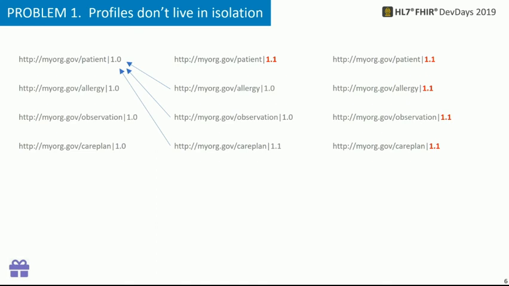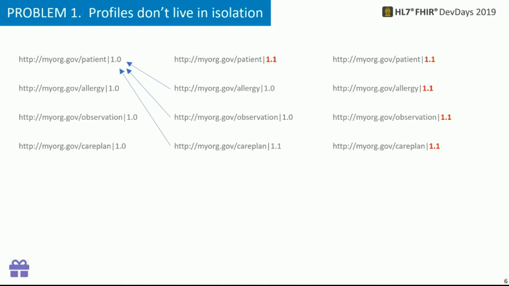Now imagine that you update one profile, the patient profile, to a new version. And I marked it in red as 1.1. What you will see is if all the other profiles are very specific about the profile they reference, then you start to get a mismatch, because the allergy, the observation, the care plan, they all still point to patient 1.0.